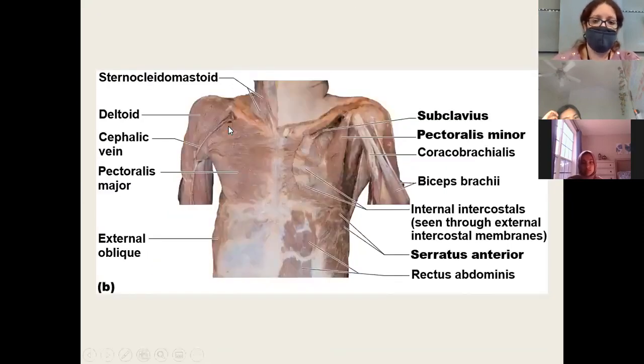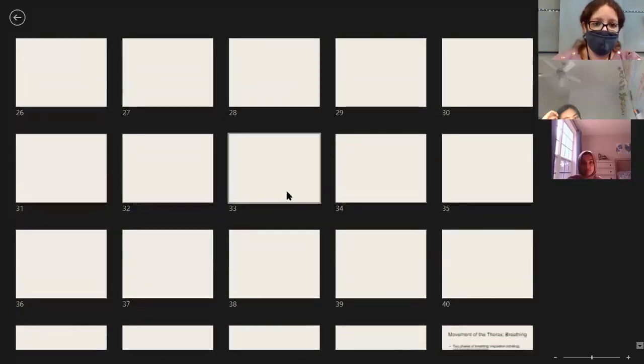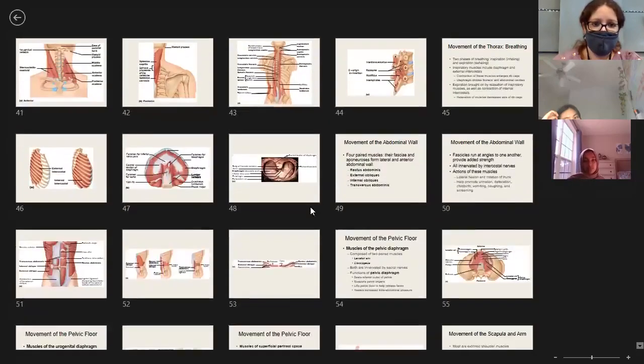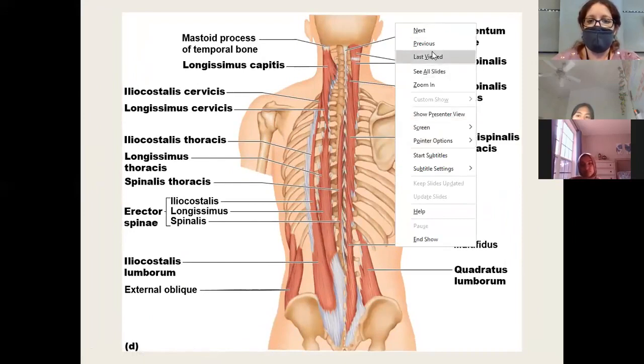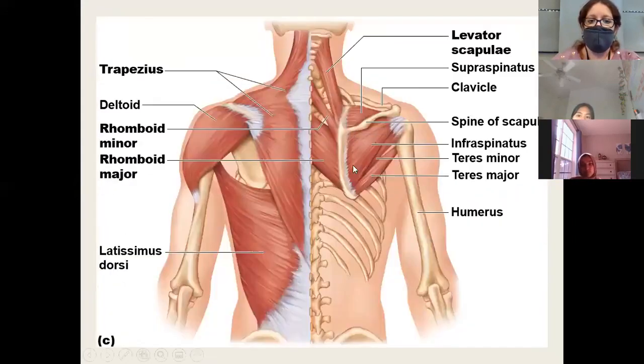Let's go back up to where we looked at back muscles before. Look at all these tiny, long back muscles. And then look at this giant back muscle, and see how it stretches over from the back and the spine over to the arm as well.